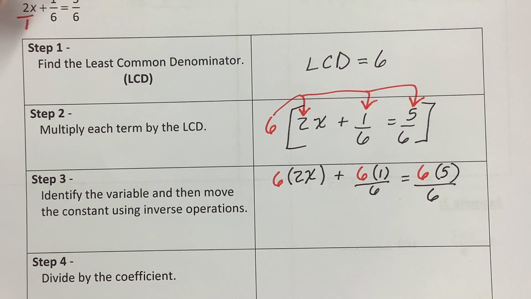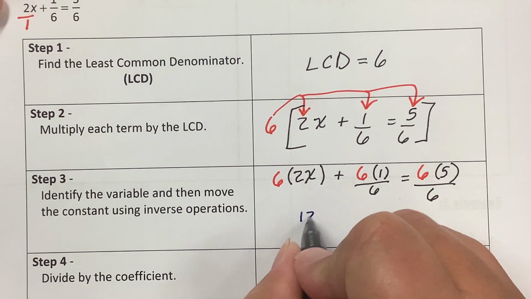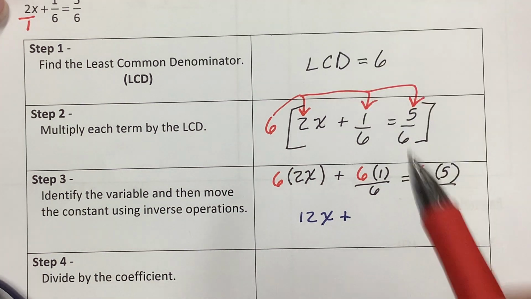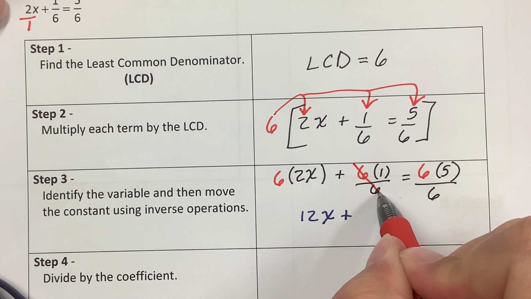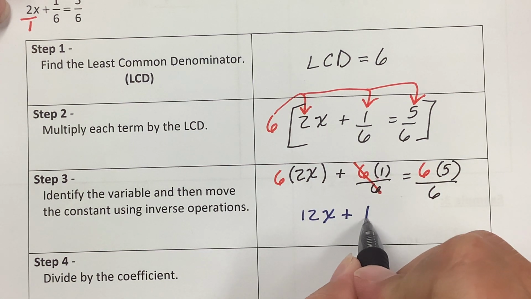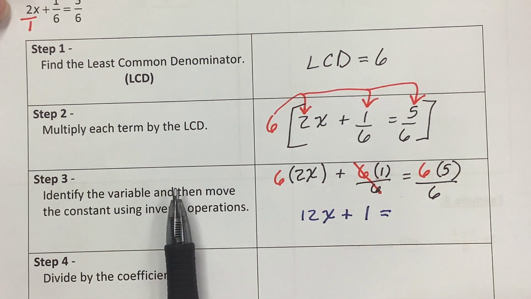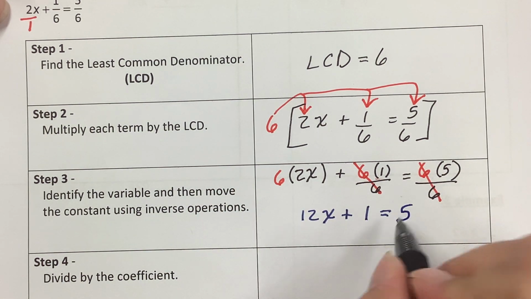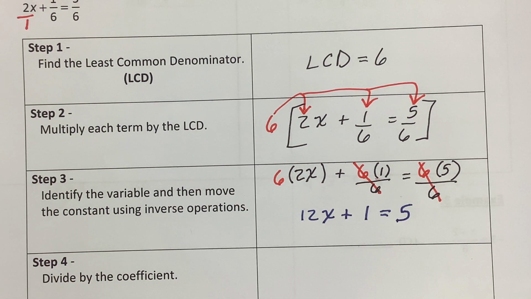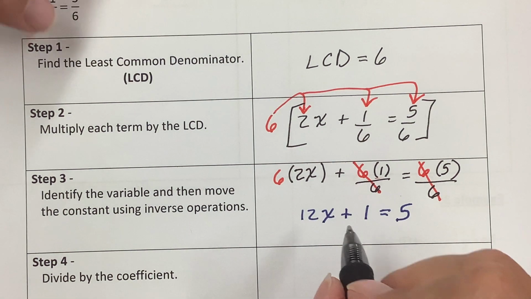Okay, so 6 times 2 is 12x plus, look at this. 6 divided by 6, that just disappears, and all I have left is 1. Plus 1 equals, look, 6 divided by 6, it just disappears, and I just have 5. So now, there's my equation with no more fractions, and my life is so much simpler, and I am a much happier person. So, how do I solve this?